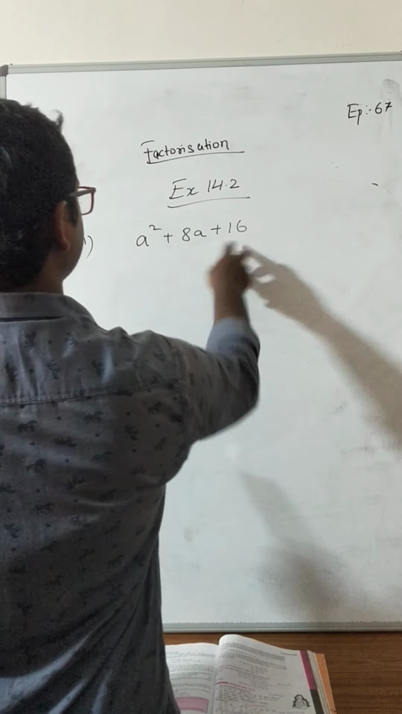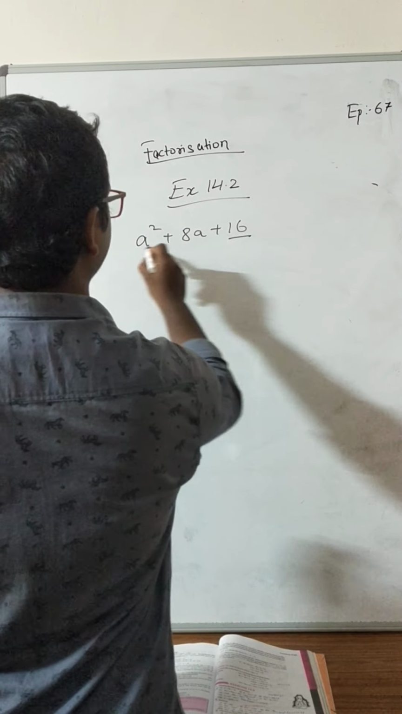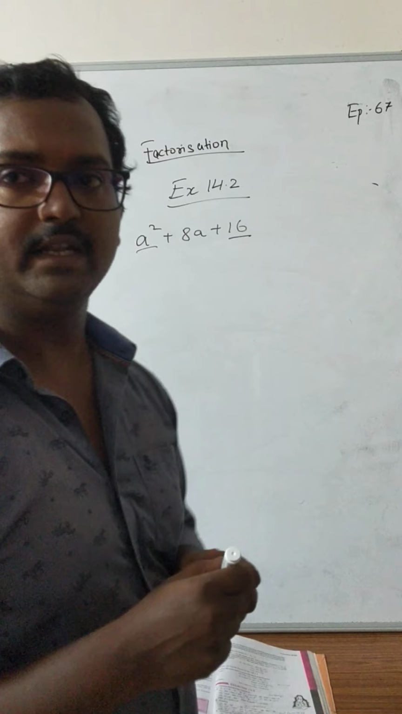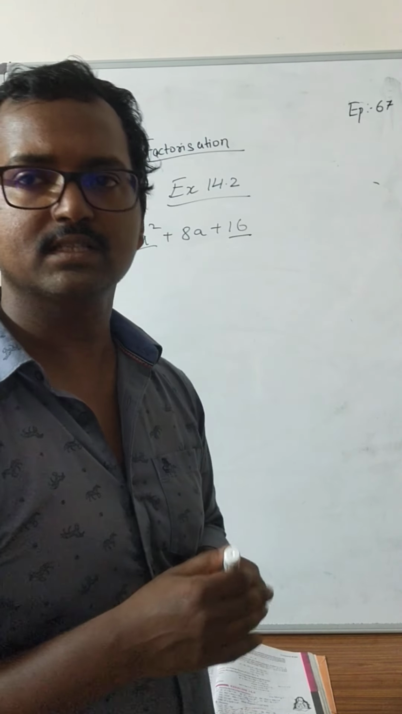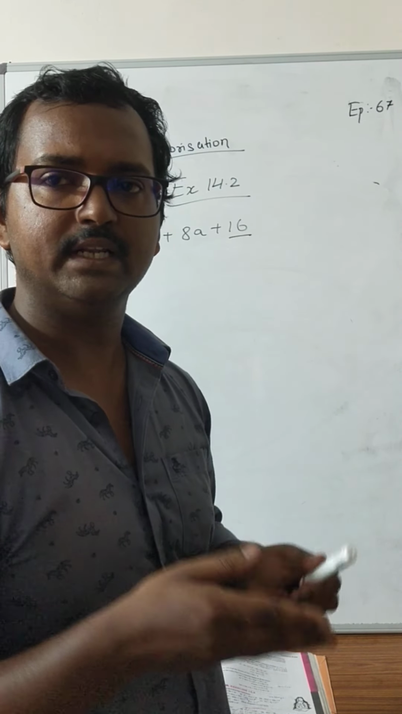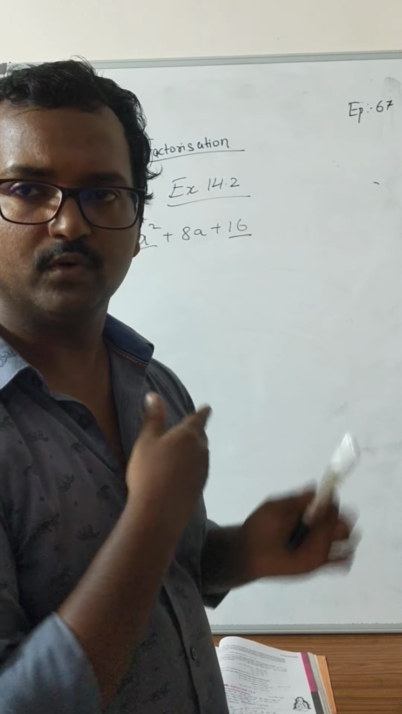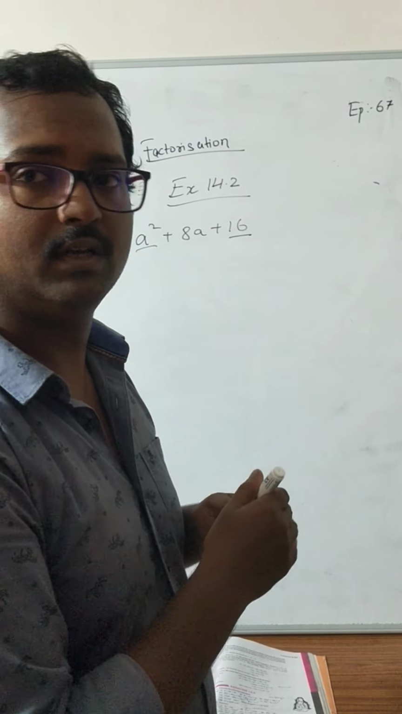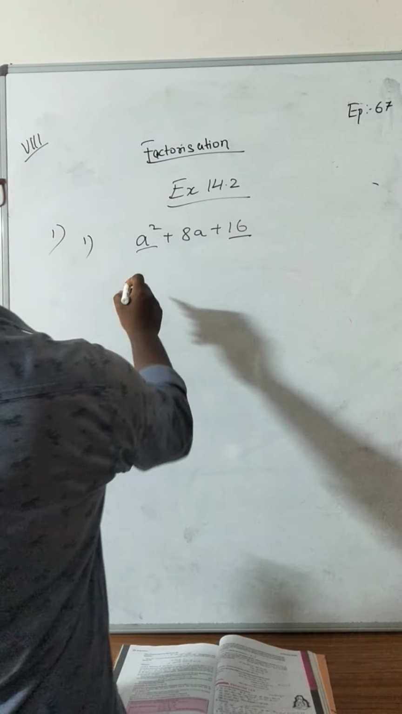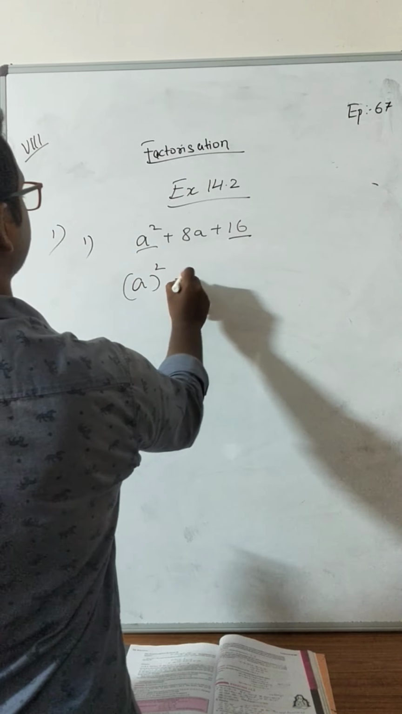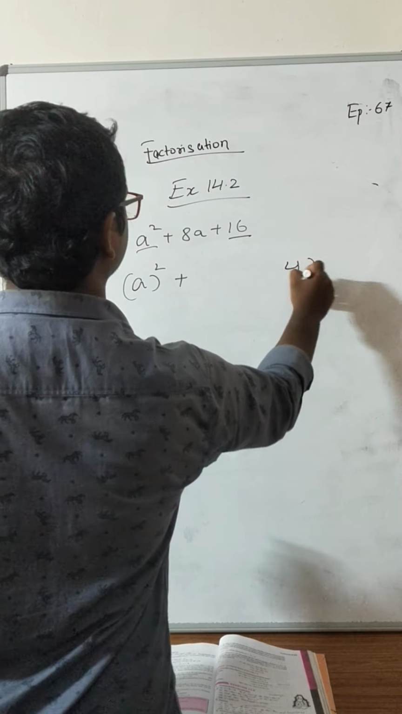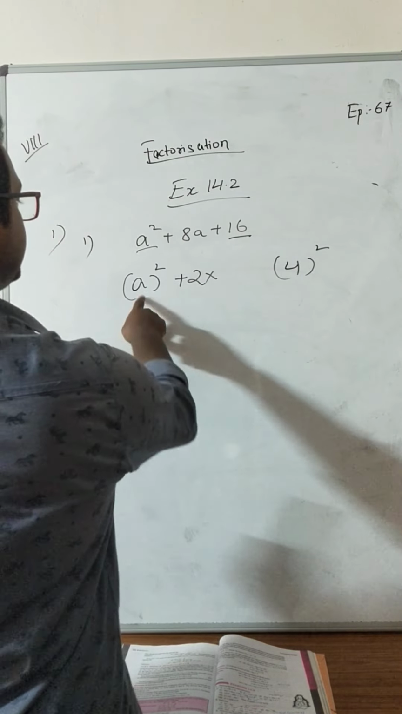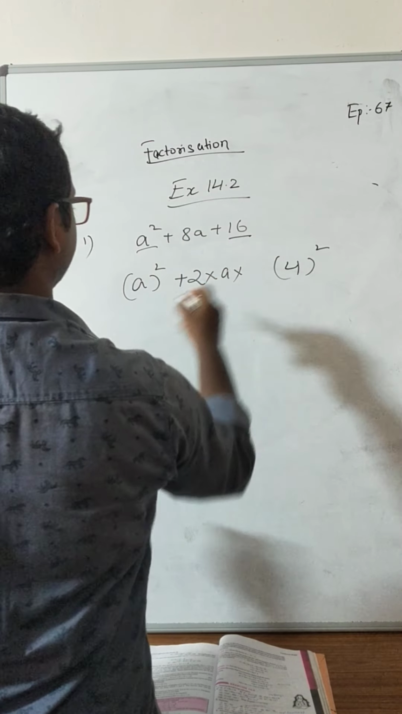Here, see the last number, 16, and a. Whenever you have to apply the identity, always look at the first number and the last number. You will get a clue whether to use identity, or to use the method of splitting the middle term. Now see, I can write a square as a whole square, plus 16 I can write as 4 square. Next, 2 into a into b is 4.